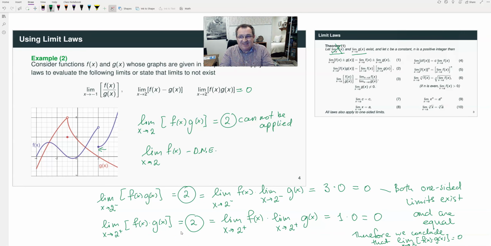This is a somewhat surprising result. One of the functions does not have a limit, but the product does. And we can establish it by considering one-sided limits. Importantly, we could not use formula 2 here to break into a product of two limits. But we could use formula 2 for one-sided limits because both one-sided limits are defined for each function.